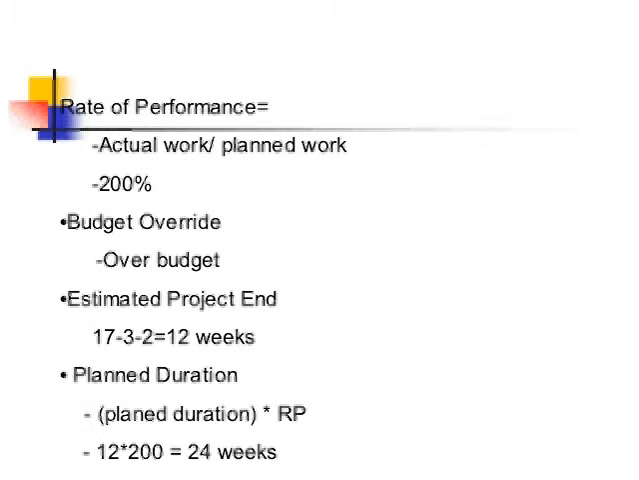In order to find the calculated rate of performance, we must calculate the actual and the planned work. After this, we have to divide the actual work by the planned work. In this particular problem, we divided 6 weeks, which was the actual work, by 3 weeks, which is the planned work, to get a rate of performance of 200%.